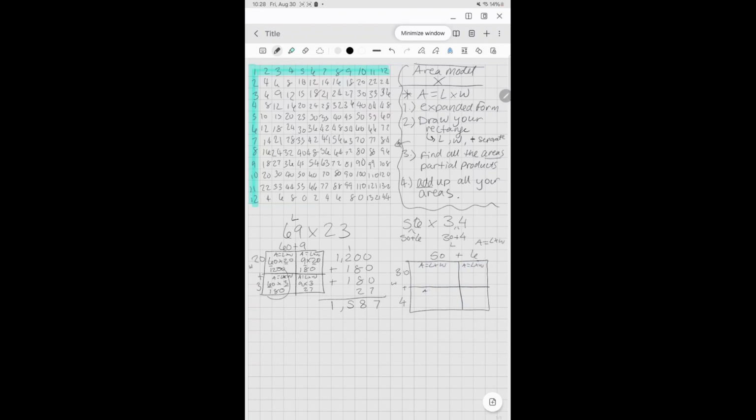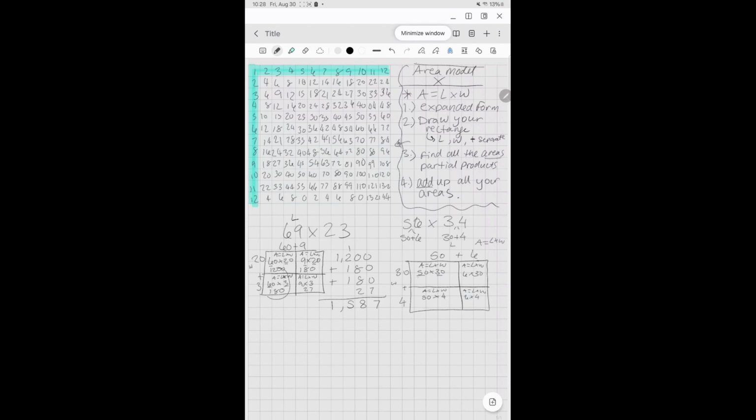Now you don't always have to write the formula. What I do sometimes, so you don't get confused with what's the top, what's the bottom, well, I know if it's an L, if it's up top, that's my length. So I'm going to go ahead and write my length. 50 times 30, we're going to be here, the length is 6, the width is 30. Here, the length is 50, the width is 4, and the length here is 6, and the width is 4.